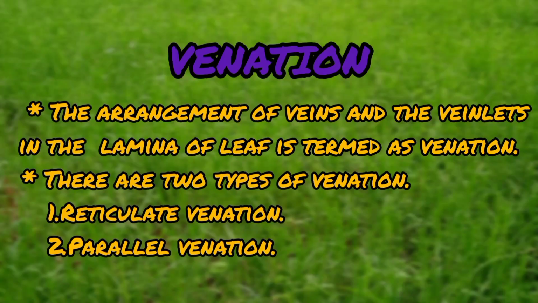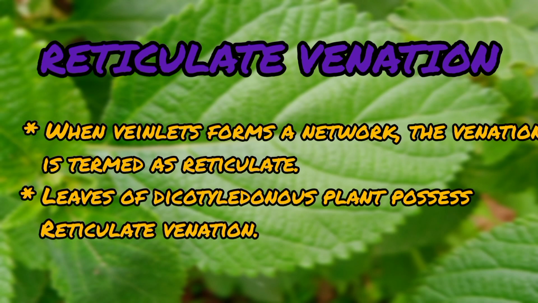materials. Next is venation. Venation is the arrangement of veins and veinlets in the lamina of the leaf. There are mainly two types of venation: reticulate venation and parallel venation. Reticulate venation: when the veinlets form a network, then the venation is termed as reticulate venation. Leaves of dicotyledonous plants possess the reticulate venation.